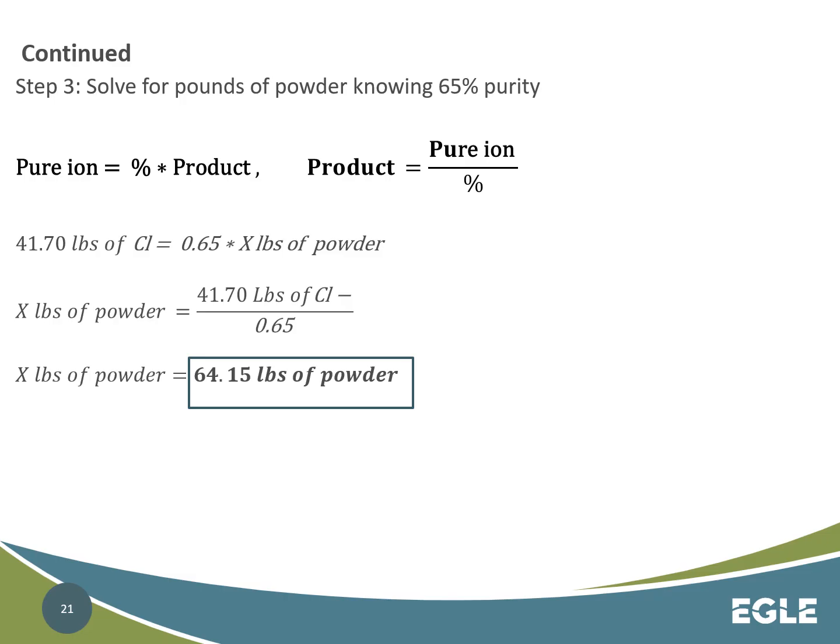Right? Step number 3, you look at what is it that I am trying to obtain, right? In this case, we're trying to obtain the pounds of powder, right? And you have to make that distinction between what is my pure and what is my product, right? We know our pure is chlorine, right? We have to find the pounds of the powder, right? So the product is what we're trying to find. You then select the proper equation, right? Product is equal to pure divided by percent, and you're able to find your pounds of powder.